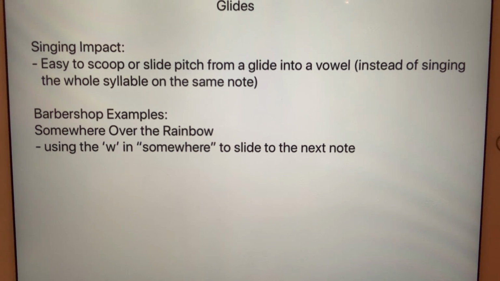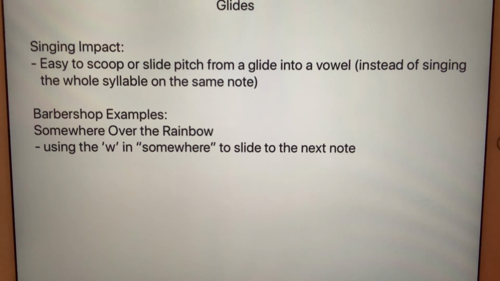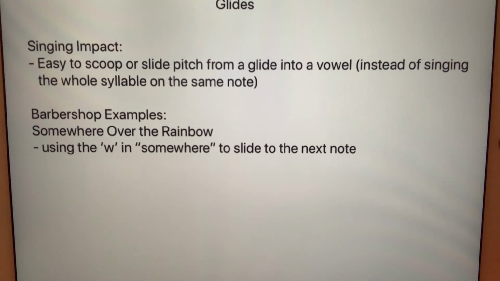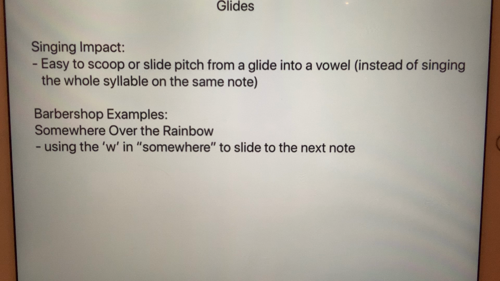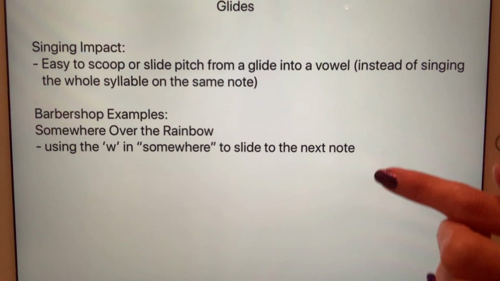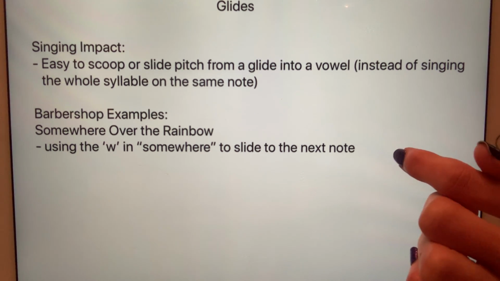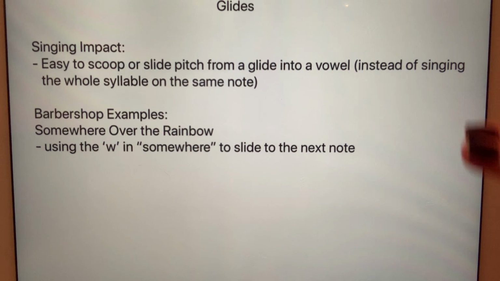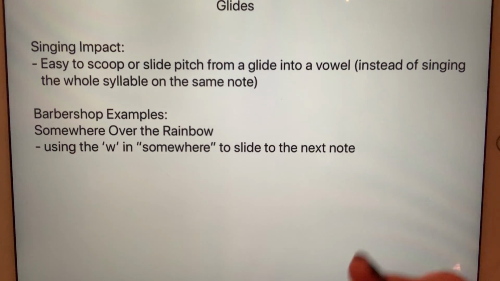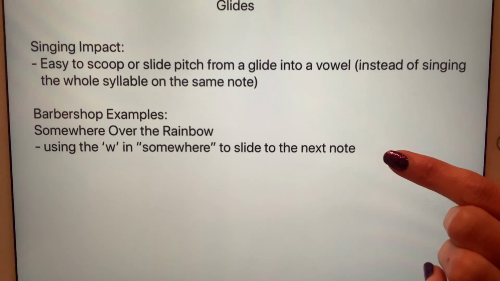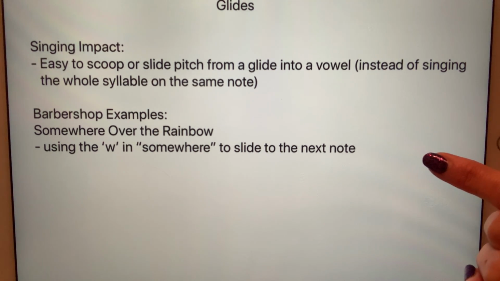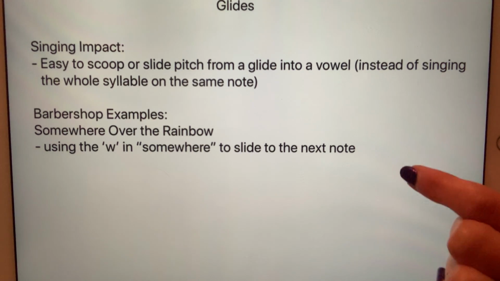A good example of that is Somewhere Over the Rainbow. Somewhere over the rainbow, right? We can really, really scoop it. And when we sing barbershop, there's no place for that. Scoops are for an ice cream shop. So we really have to make sure that we're giving a lot of attention to those W sounds so that the W is at the same pitch as the vowel that comes after it. So glides really lend themselves to scooping, and that's one of the things that we really want to look out for when we're singing those sounds.